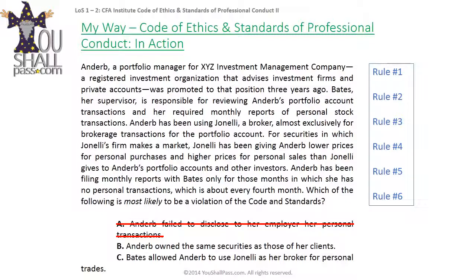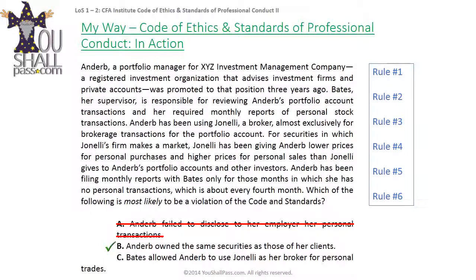Anderb owning the same securities as those of her clients is not necessarily a violation, in the sense that if she likes a particular security or a bunch of securities for her clients, it's only natural to assume that she may like them for her personal portfolio. Owning them of itself does not make it a violation. How she got there, what prices she used, that can be, maybe, but that is not specified here.